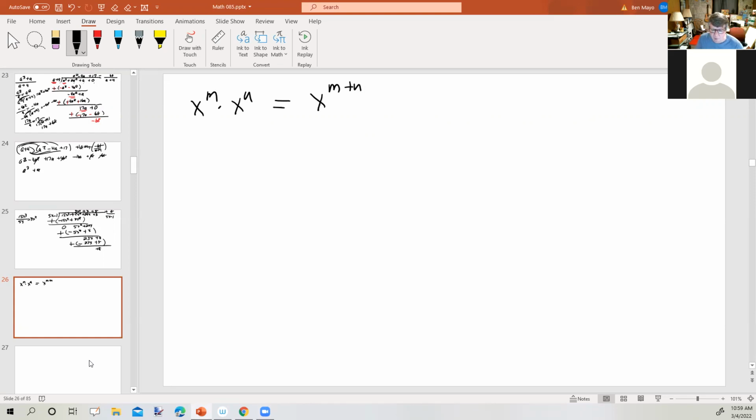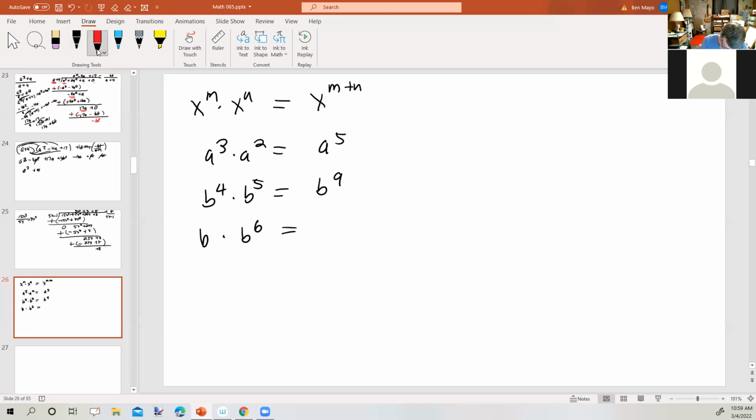Okay, so the product rule. Multiplying two powers with the same base, you add the exponents. So let's say I've got a cubed times a squared. That's a to the 5th power. Or b to the 5th times b to the 4th, that's b to the 9th power. What if I've got b times b to the 6th power? Don't forget there's an implied one there. So this becomes b to the 7th power. So there's that first rule.